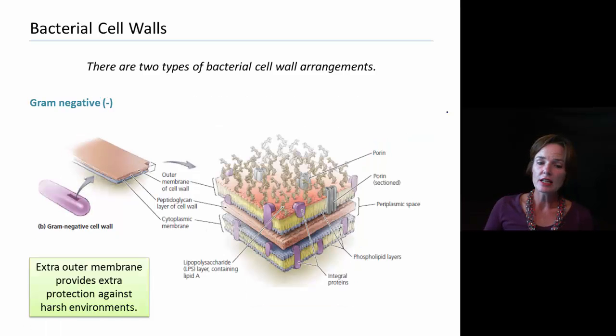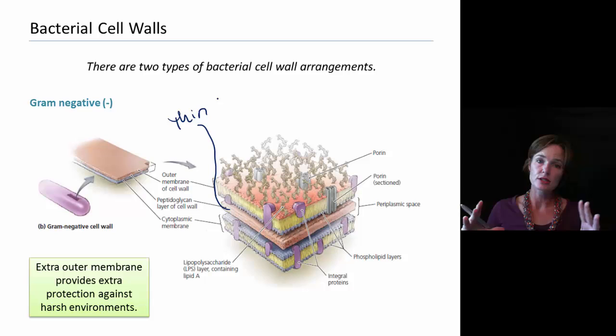Now, if we look at the gram negative, you can see there's quite a difference in the overall structure of the outside of the cell. Notice that this one, that's the peptidoglycan, is very thin. It's a very thin layer, and it's actually not on the outermost portion of the cell. Instead, we have this thin peptidoglycan layer that's sandwiched between two different membranes. So besides the normal cytoplasmic membrane that they have down here, we have this extra one up on the top. That extra membrane is going to provide extra protection against harsh environments.